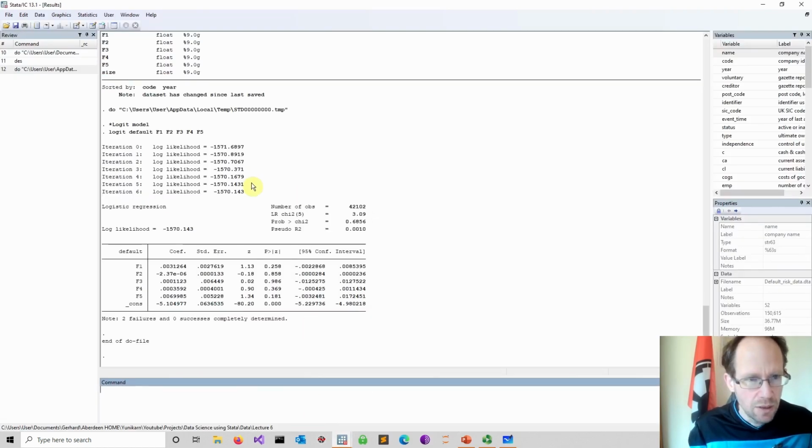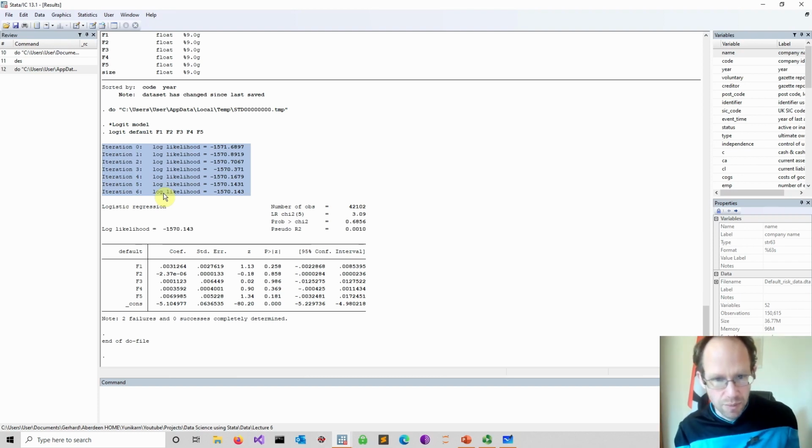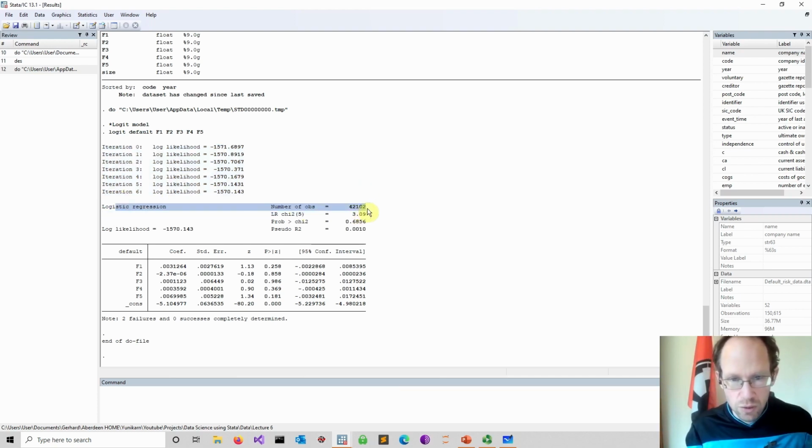Okay. Now first you notice here you have iterations. So this is what I mentioned before. This is the numeric method, just running through this. And we need only 6 here, and it converges. So that's quite promising. If it continues for too long, I would be a little bit suspicious. Now we see here observations in total 42,000 and a few more, so that's quite useful.